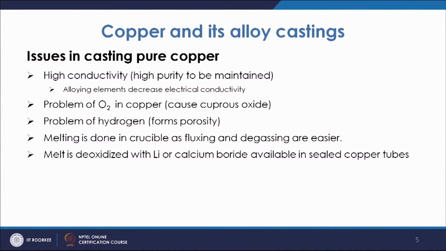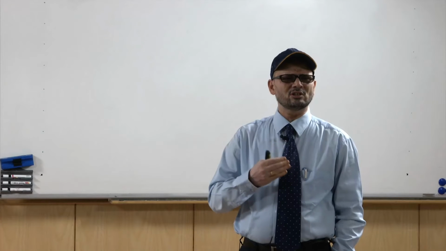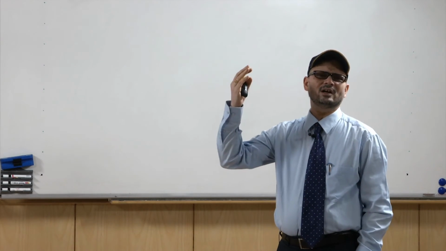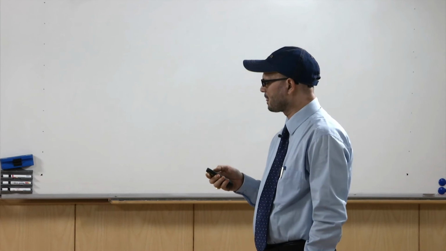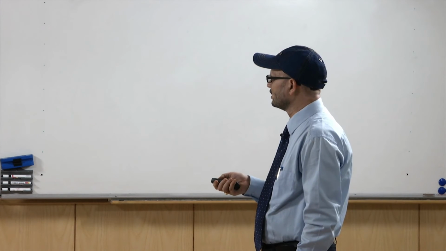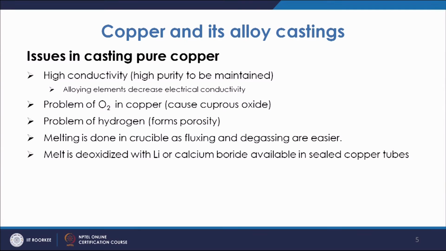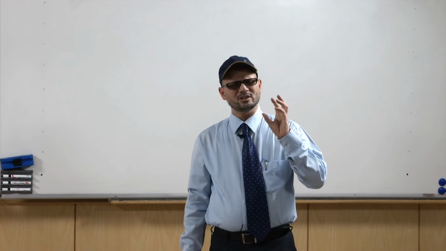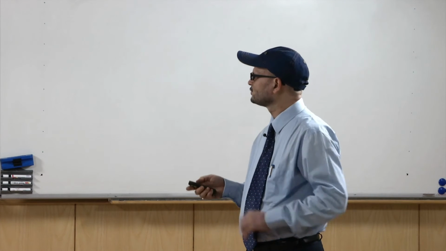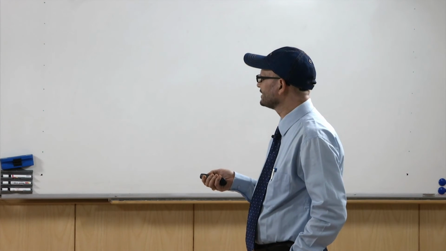Then there is the dissolution of gases like oxygen and hydrogen. Oxygen forms cuprous oxide. Similarly, hydrogen gives you the porosities. As we know, these gas solubilities are higher at higher temperatures and they decrease on cooling, so they form the porosities. Now, normally this melting is done in a crucible, as fluxing and degassing is easier. So, when we make the copper casting, we do it in the crucible, because here the fluxing and degassing is somewhat easier.